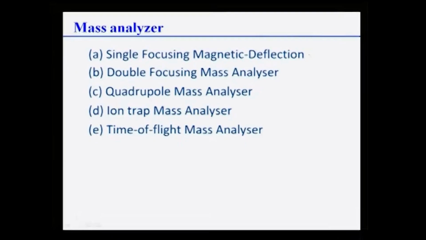Now, after creating the ions, you have to analyze the masses. How do you analyze the masses? There is a host of techniques available, that is what the discoveries happened. First and very simple one is single focusing magnetic deflection, which I will tell you. Second one is the double focusing magnetic analyzer. Third one, which is widely used, is the quadrupole mass analyzer.